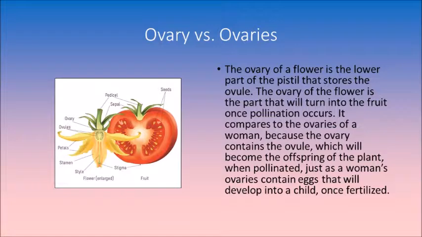And then the picture to the left shows a tomato and the tomato flower, and it shows the ovary of the tomato flower, which will turn into the tomato. Then it shows the tomato, which was developed from a pollinated tomato flower, and then it shows the ovules became seeds because the flower was pollinated.